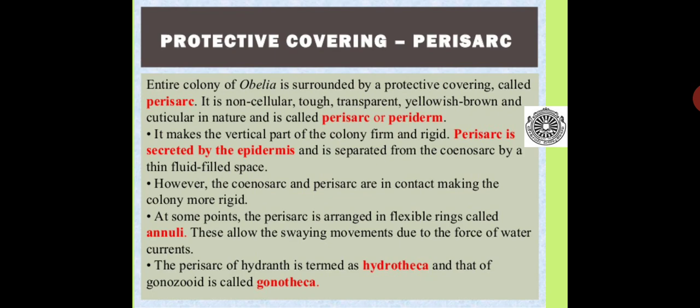That is going to be prevented by this perisarc because of its rigid nature. Perisarc is secreted by the epidermis and is separated from the coenosarc by a thin fluid-filled space. However, the coenosarc and perisarc are in contact, making the colony more rigid. At some points, the perisarc is arranged in flexible rings called annuli, and these allow the swaying movements due to the force of water currents. The perisarc of the hydranth is termed hydrotheca, and that of the gonozoid is called gonotheca.